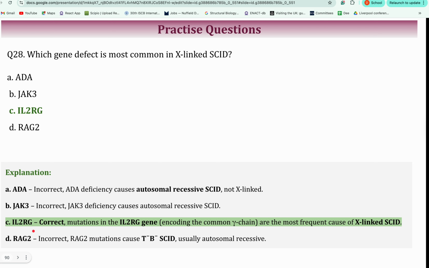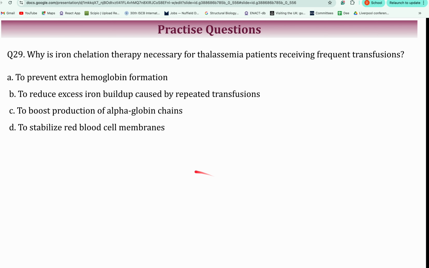If we talk about IL2RG, this is correct because this gene is present on the X chromosome. That's why it is the most frequent cause of X-linked SCID. If we talk about RAG2, this is also incorrect because these mutations cause T negative, B negative SCID, which are usually autosomal recessive. So let's move to the next question.